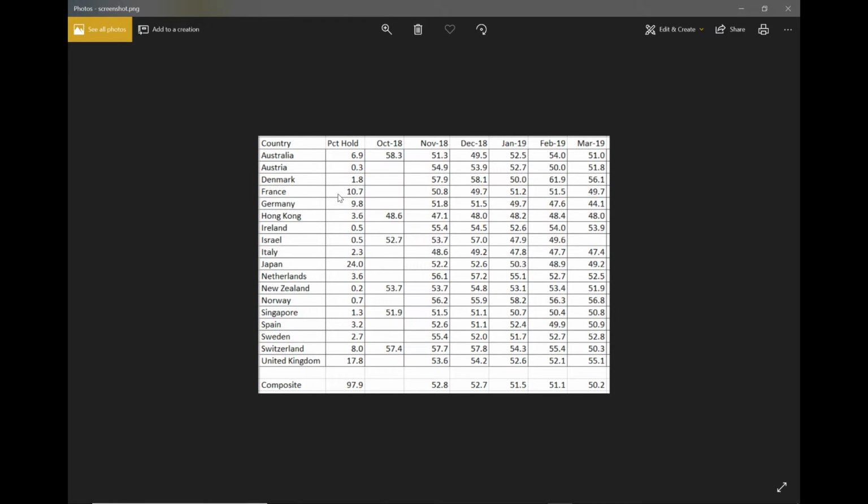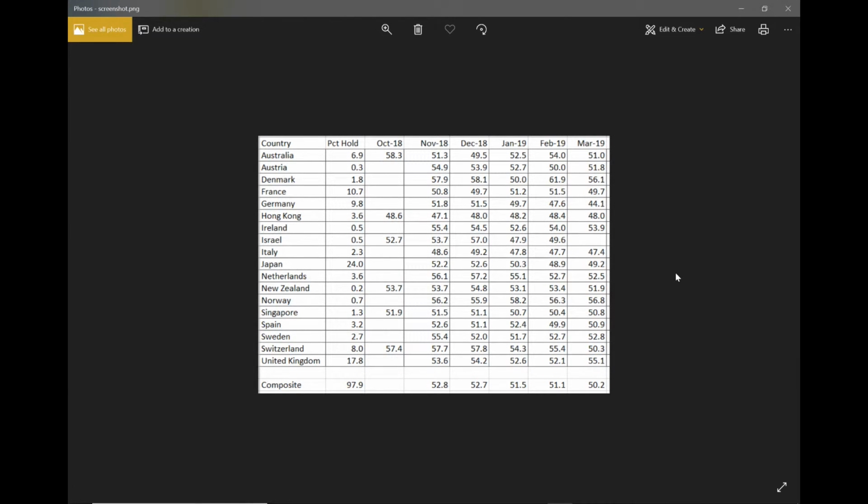Also, France, just over 10.5% influence on the index. They were weak, mild growth, I would say, in November, to mild contraction in December, to a little bit better mild growth in January and February, and now they're back in contraction territory. So they're kind of all over the place.